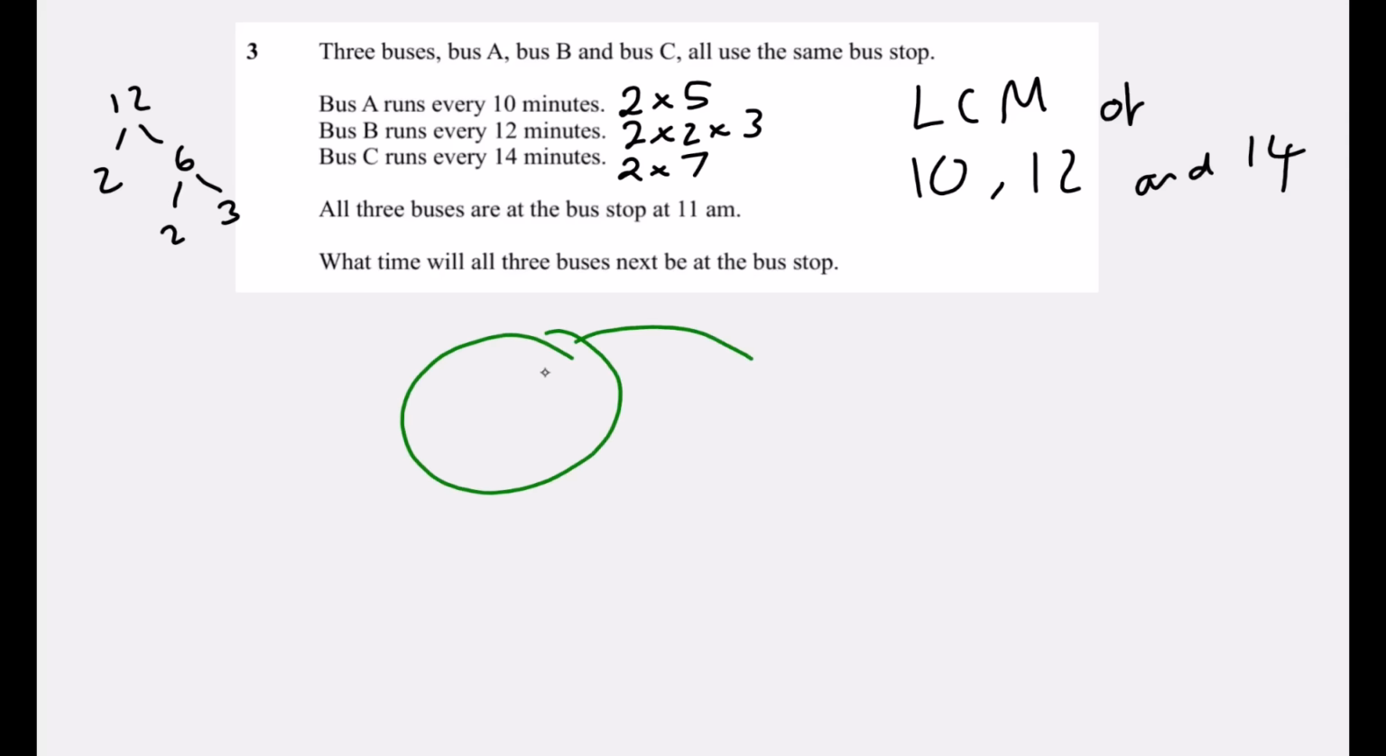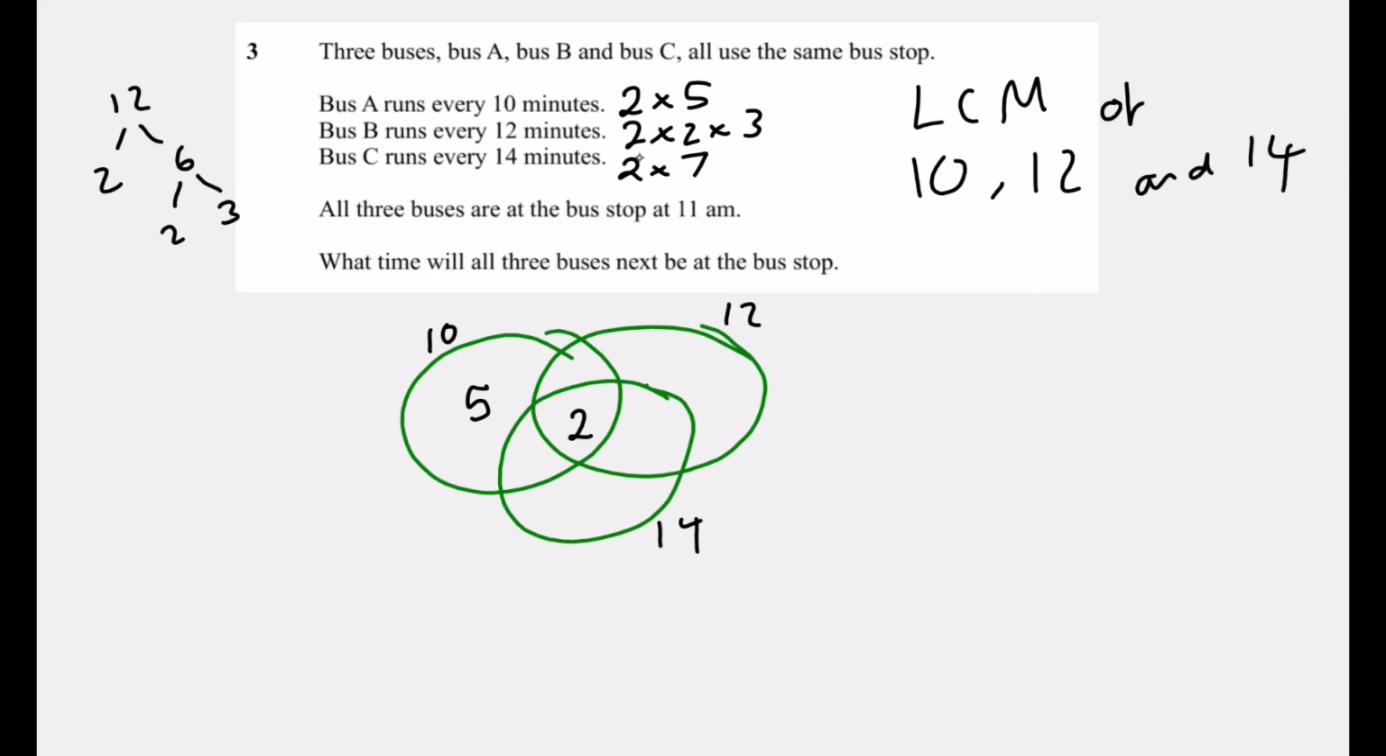So if we have a circle for 10, a circle for 12, and a circle for 14, they've all got a 2 in them. So 2 goes in the middle of all 3. And then 10 has just got another 5, the 12 has got another 2 and a 3, and 14 has got a 7. So the lowest common multiple is all of these numbers multiplied together: 2 times 2 times 3 times 5 times 7.